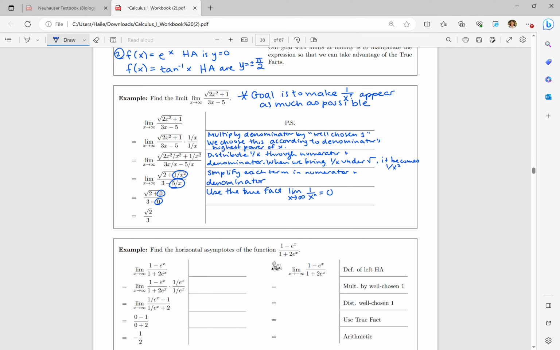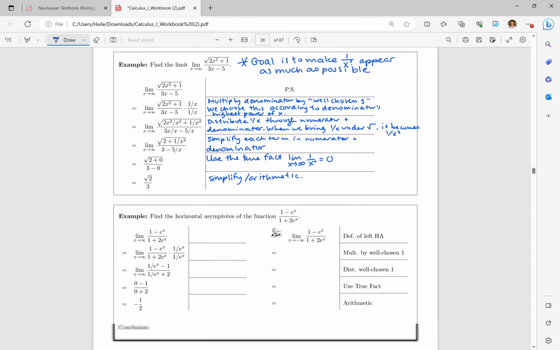Okay, so once those turn into zeros, from there we just do our regular arithmetic. So this last step, we just simplify / arithmetic to get the final answer. Okay, so long algebraic process, but definitely doable. Okay, it's just going to take some practice.